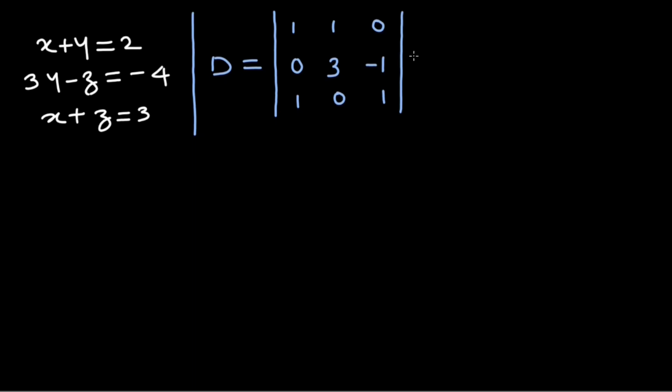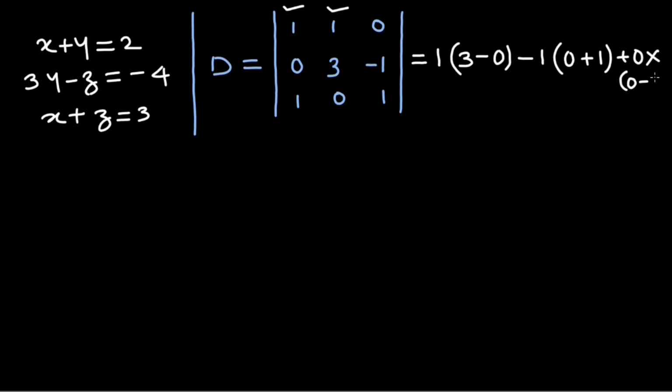We will evaluate it. The first element multiplied by minor of it, that will be 3 minus 0, then minus sign. Second element, then minor of it, 0 plus 1, then plus 0 multiplied by minor of it, which will be 0 minus 3. So it will be 3 minus 1 plus 0, that will be 2. So the value of D is 2.